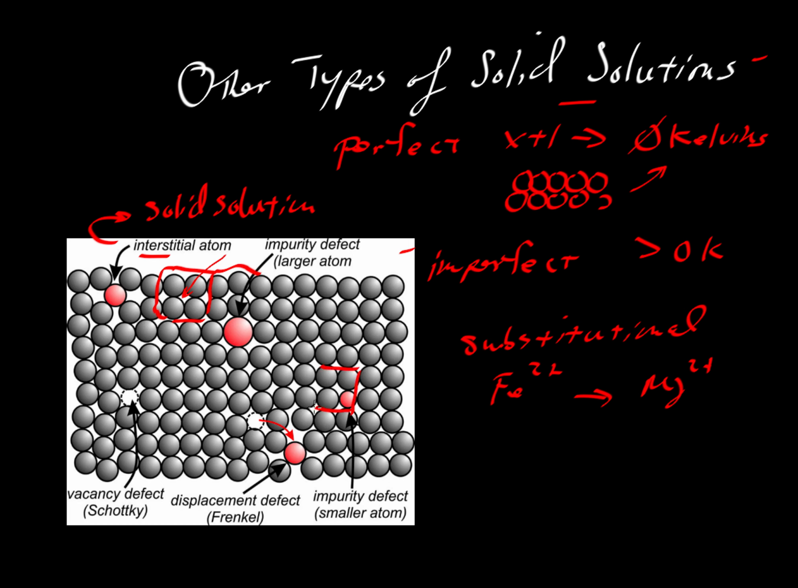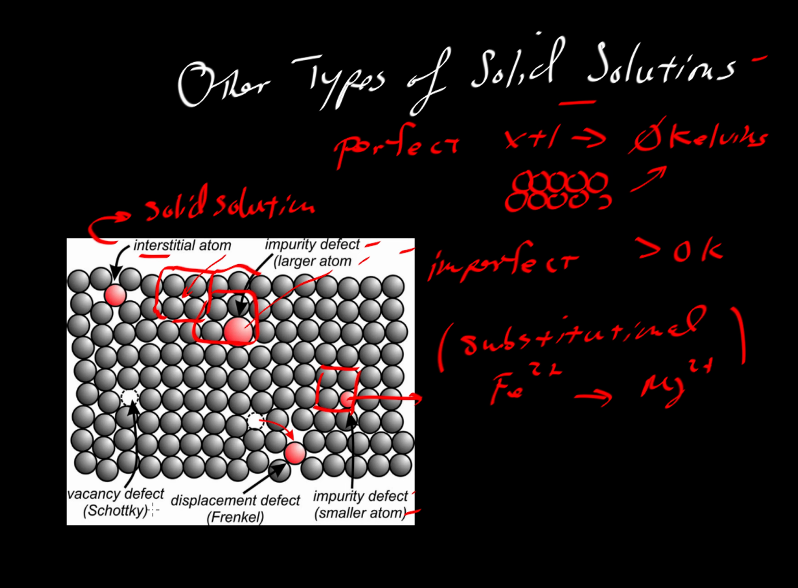So here's our little group of 4. Here's a substitution where the substituting atom is a little bit smaller. Here is the same group of 4 here, but we've put in something that's a little bit larger. So we have an impurity defect in both cases, one where the atom is large and one where the atom is small. If you look back at our video on substitutional solid solutions, it's basically the same idea. Then we have the case of a vacancy defect, where we just pull an atom out.